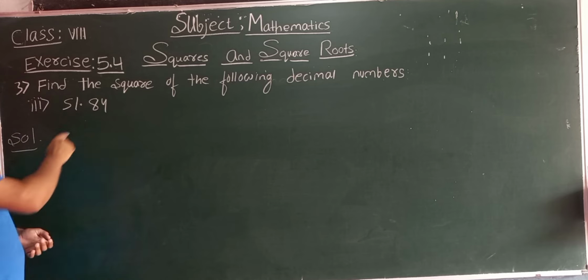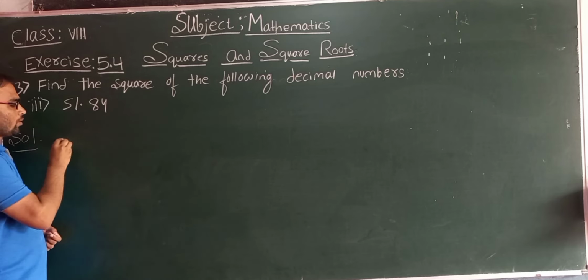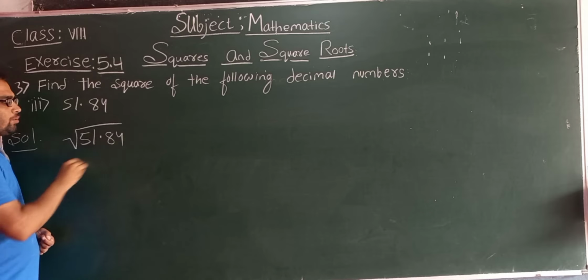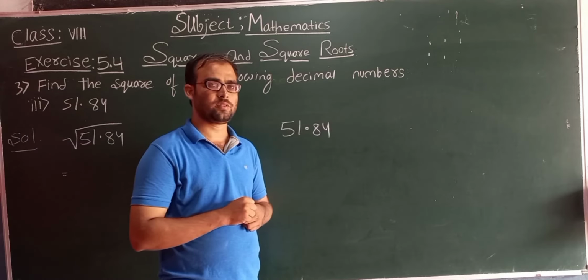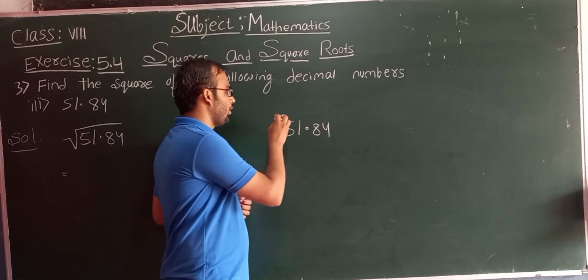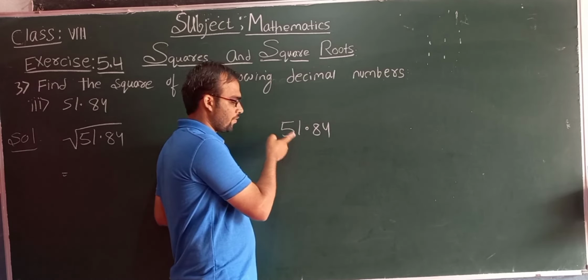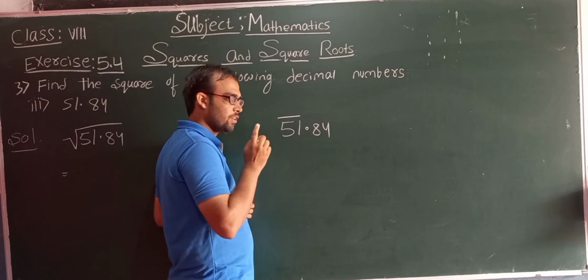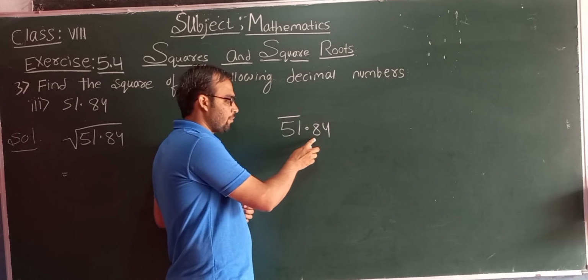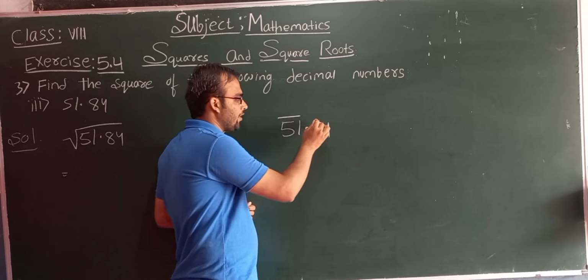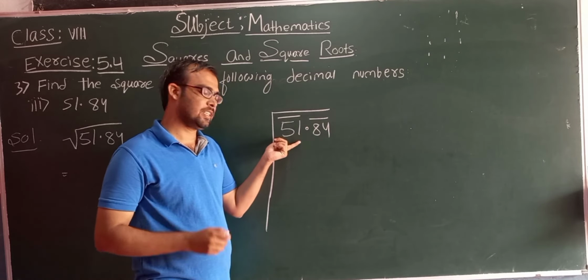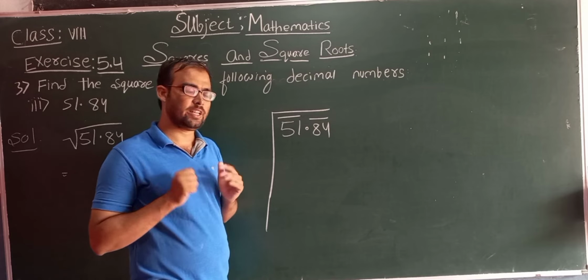Students, now let us solve the third question. What have they given? 51.84. So we need to find the square root of this number using the division method. Now students, we have written the number. We need to place the bar first at the integral part from the last digit. Next, we need to place the bar from the first value of decimal, that is 8. So pair the number. Now students, we need to consider this part. 51 will be the dividend.